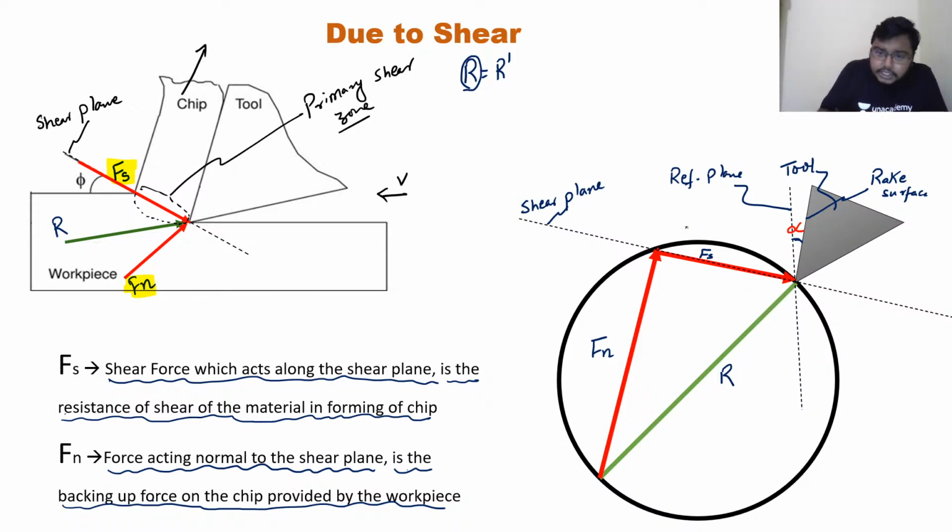So this is your shear plane, this is a reference plane, this is tool, and this is rake surface. So what is there, sir? This is Fs, so here is Fs, and Fn, here is Fn, और ये क्या है, sir? This is R, so this is also R. In this fashion, what I have done, I have integrated the shear forces, Fn and Fs, in the circle. Fine.